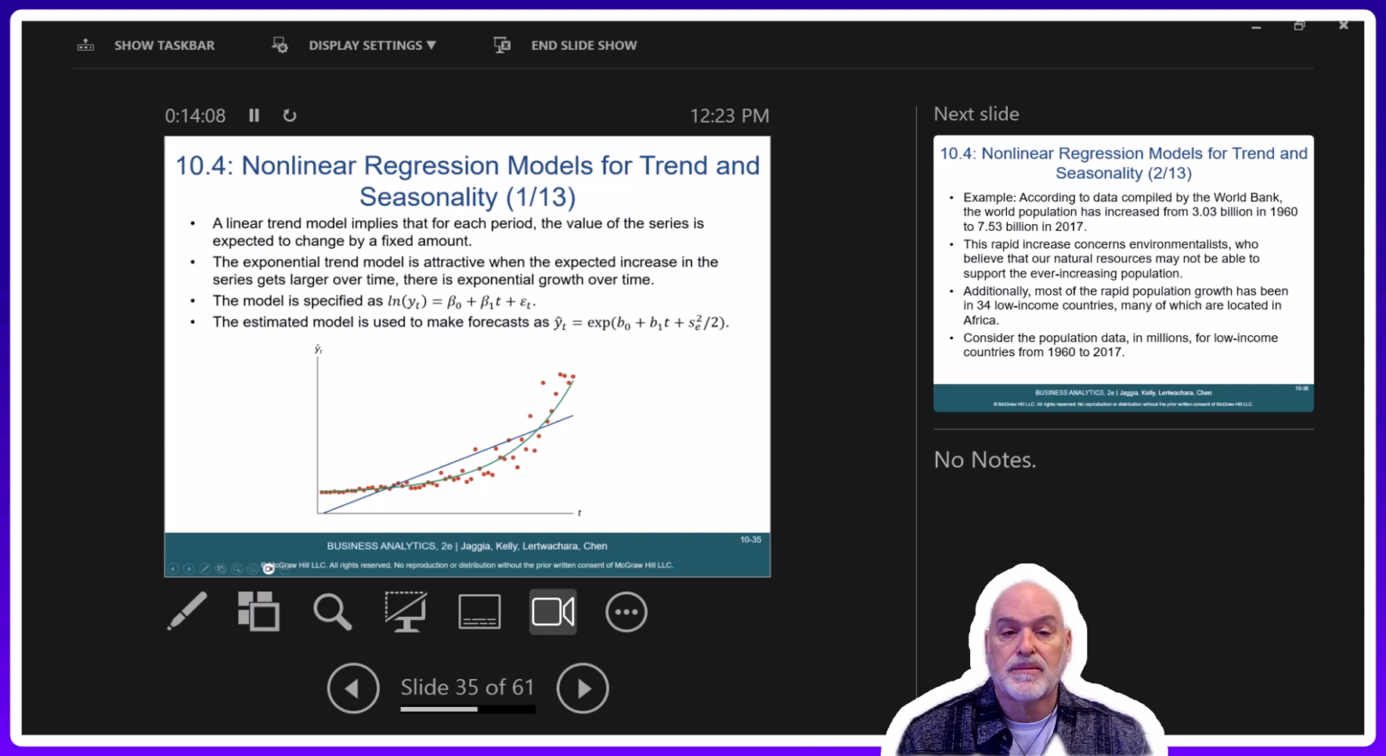This is non-linear regression models for trend and seasonality. A linear trend model implies that for each period, the value of the series is expected to change by a fixed amount. The exponential trend model is attractive when the expected increase in the series gets larger and larger over time. In essence, there is exponential growth. The model is specified as this formula here, and the estimated model is used to make the forecast as follows.